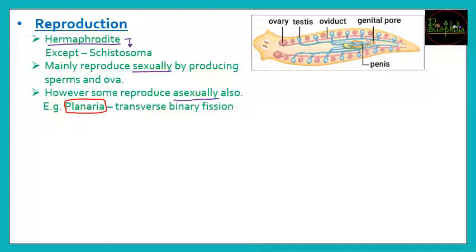So over here in reproduction also you can see that there is presence of ovaries and presence of testes. So what are these? These are organs, and that is nothing but your organ level of organization.